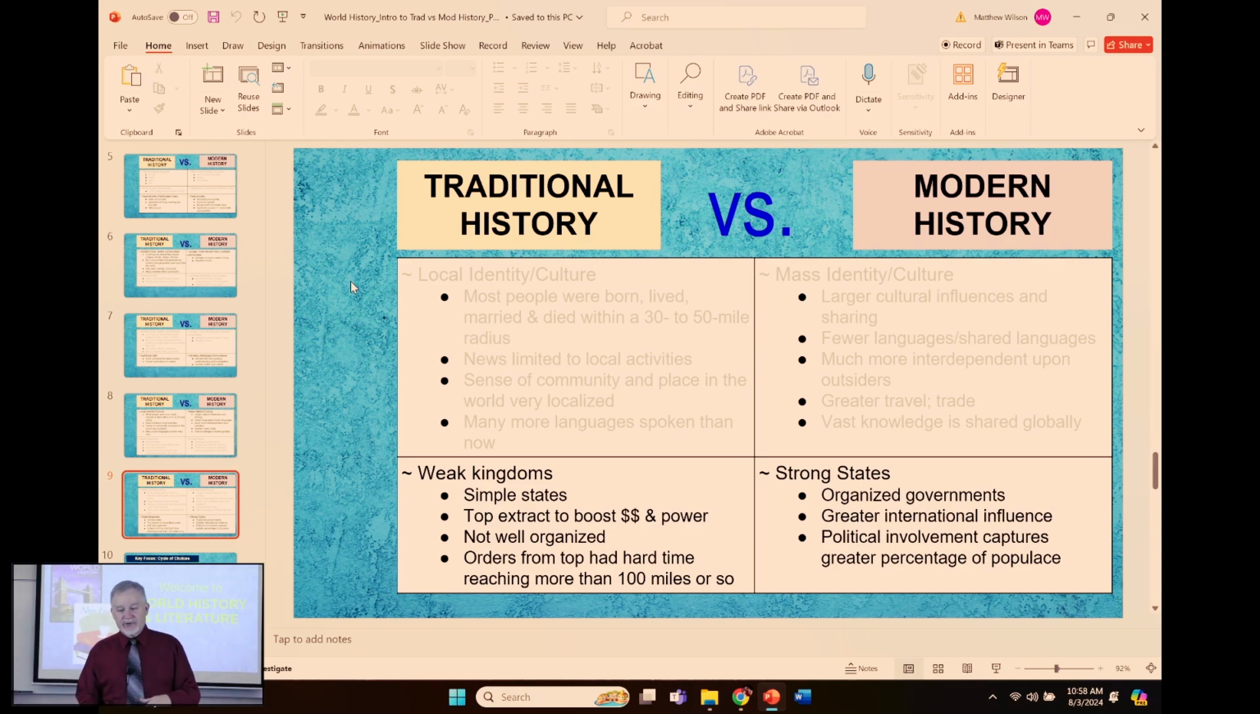Whereas in modern history, we have better communication. We have even the birth of the telegram, later the telephone. There is greater international influences. We're learning from one another. Political involvement captures greater percentage of the population. It's more governments for the people, of the people, by the people. So people are more involved. It's not just the one dude or one queen at the top that's making all the decisions.